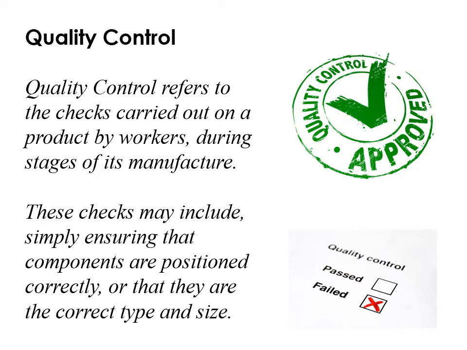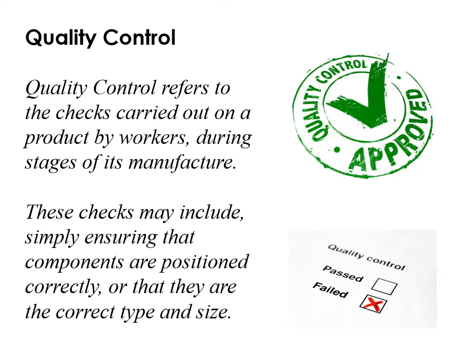Quality control happens during the product's manufacture, so when it's being made, and quality assurance happens actually before the product starts to be made. It's assuring that you have the correct equipment, your workers are trained correctly, and all those different types of things. So quality control is more about checks that happen during the actual making of the product.